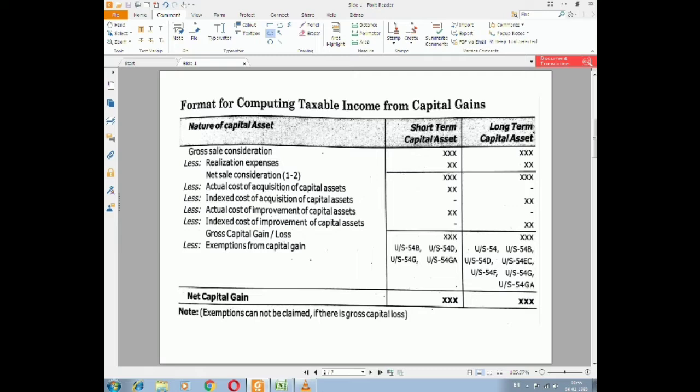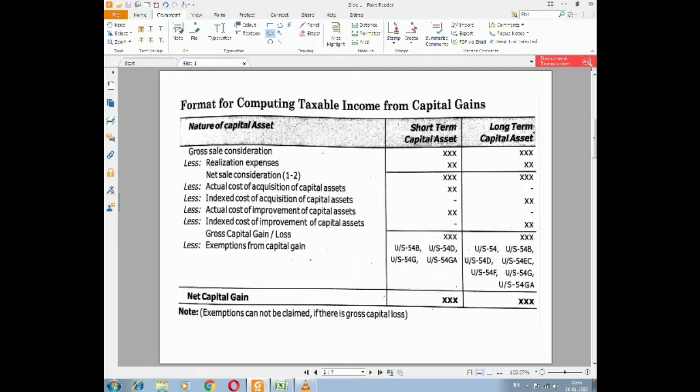If the problem asks for more than one asset, we need to make more columns, one for each asset. Under particulars or nature of capital assets, the first item is gross sale consideration, which means the sale amount. In simple terms, it is nothing but sale. Whenever an individual sells his capital asset, he gets an income, and that sale amount we enter here. Before that, we need to find out whether it is a short term or long term capital asset.